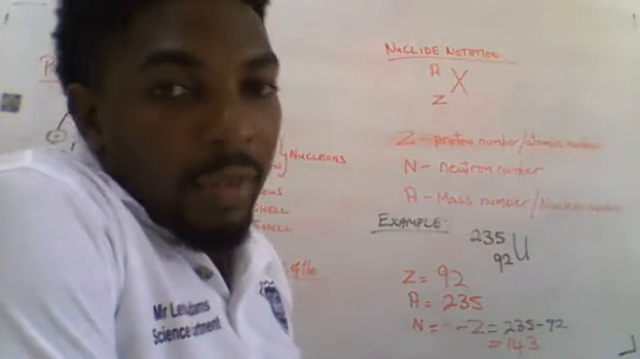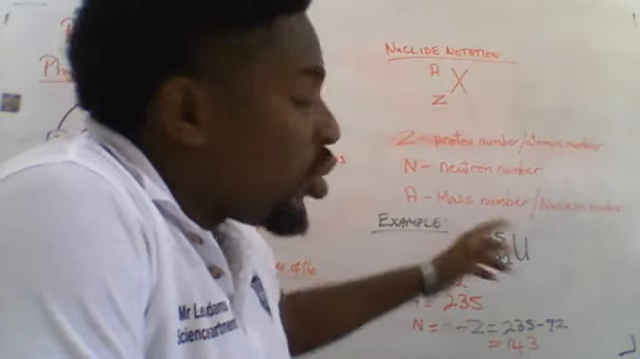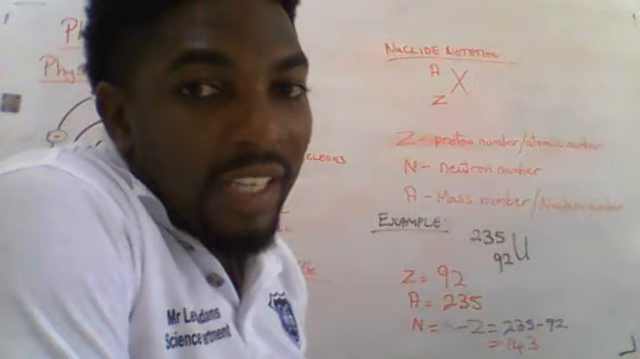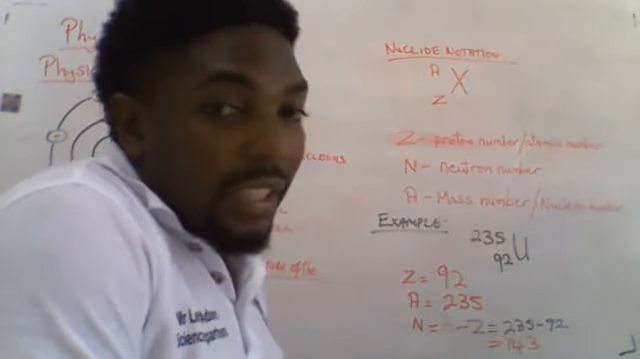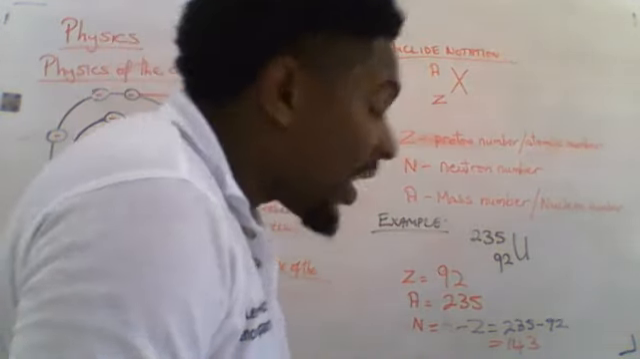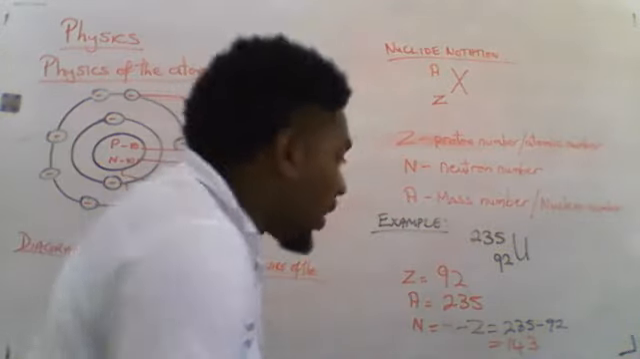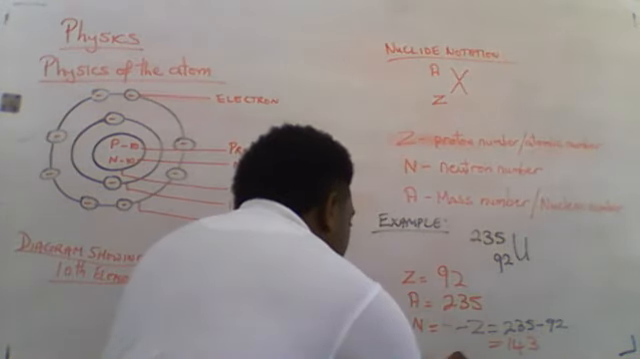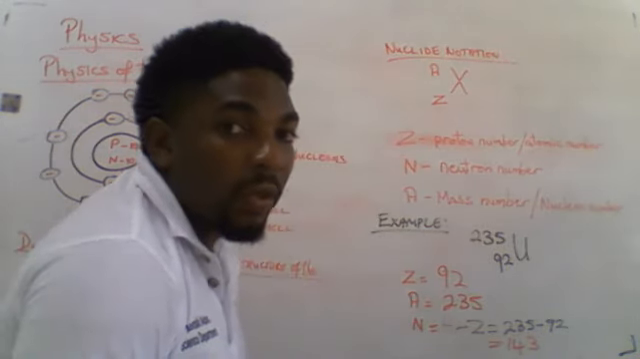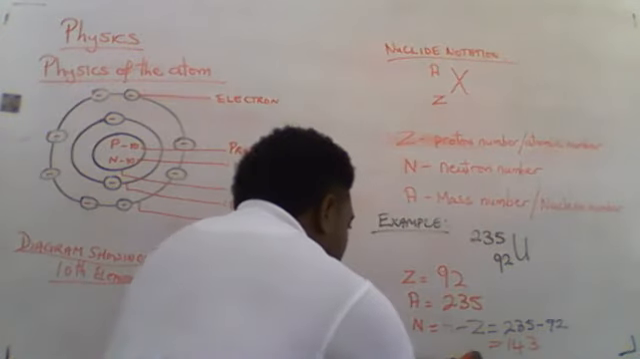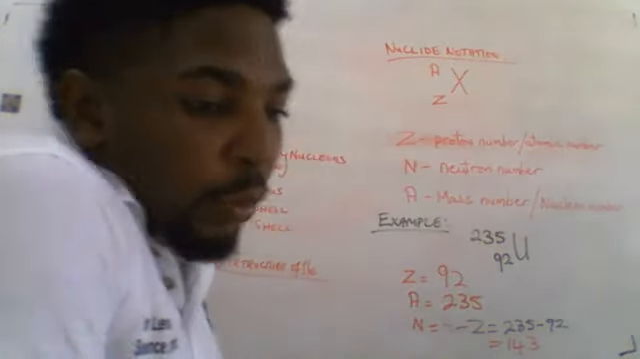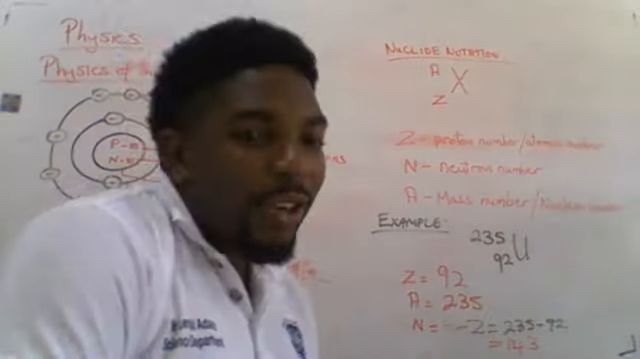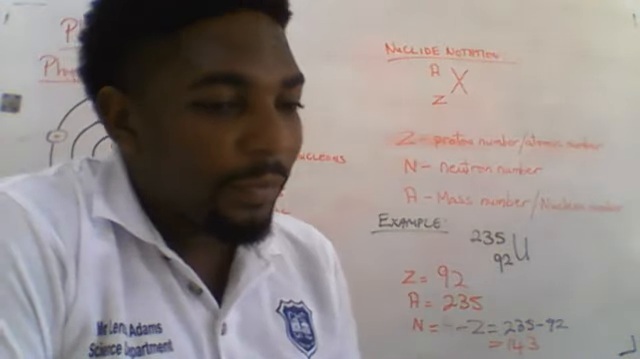Good. What about if I say that this is a neutral atom? What will the electron number be? And as we stated before, the number of electrons equals the number of protons. So hence E is going to be equal to 92. If you got that correct, give yourself a clap.